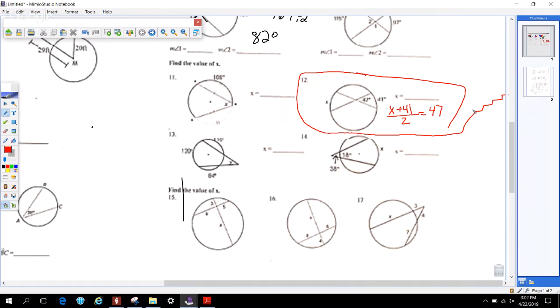What do I need to do to eliminate that divided by 2? Multiply by 2. If I multiply by 2, these 2's cancel. And then if I multiply this by 2, now I've balanced my equation. So I'm left with X plus 41 equals 47 times 2, which is 94. I'll subtract my 41, and I'm left with 53.